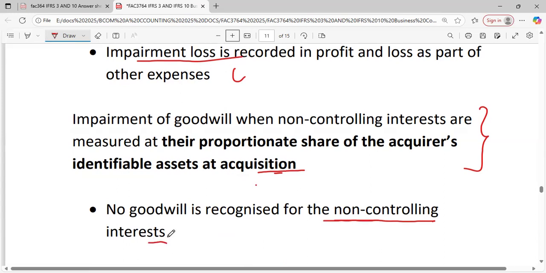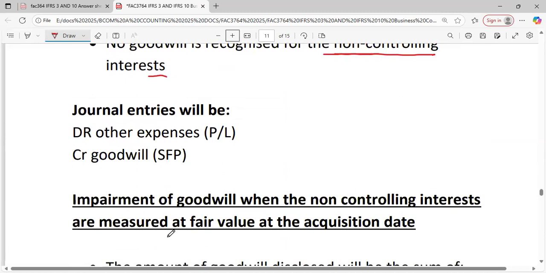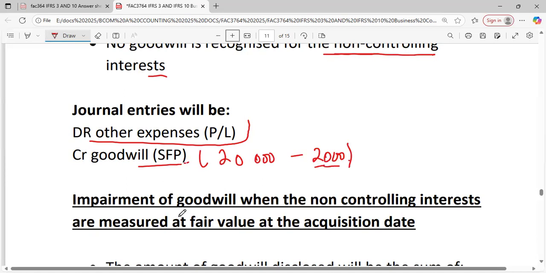But when we are measuring using, this is the journal entry, if there is an impairment, which means you are going to take to the profit and loss as an expense, then you credit goodwill. Crediting goodwill is reducing it. If your goodwill was 20,000 and you have to impair it by 2,000, it means you have to credit goodwill with that 2,000.